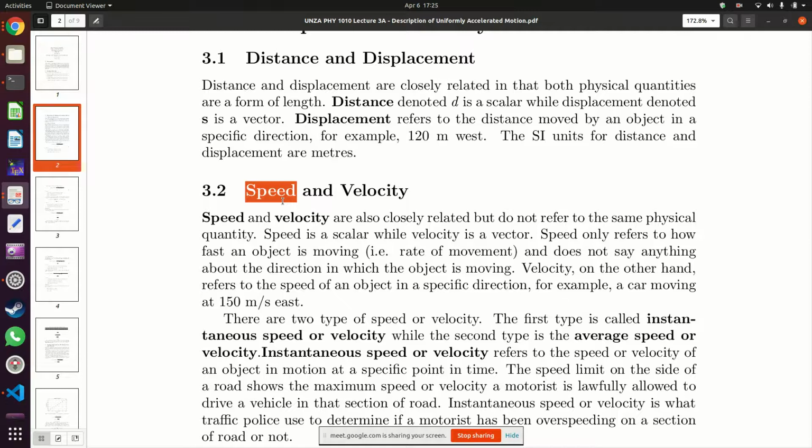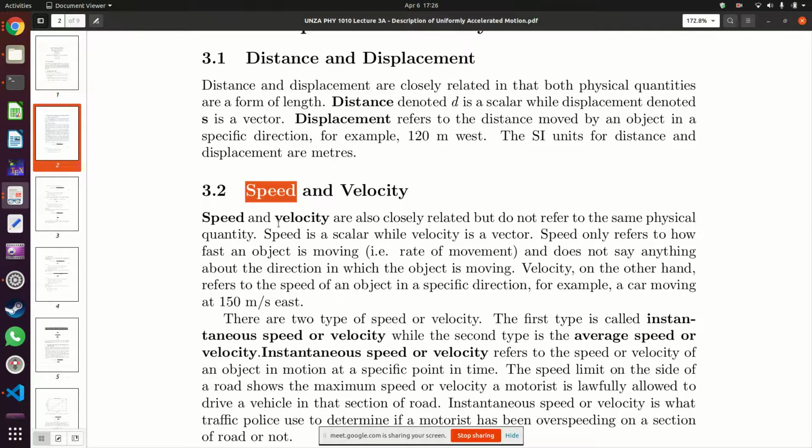Now, speed measures how fast you are covering distance. Speed is a measure of how fast you are covering distance in a system. So basically, you cover a certain distance, then you divide that distance by the amount of time it has taken you to cover the distance, so that we know how much distance you covered in a second. That is speed. Velocity, on the other hand, is speed in a specific direction. Velocity is a vector.